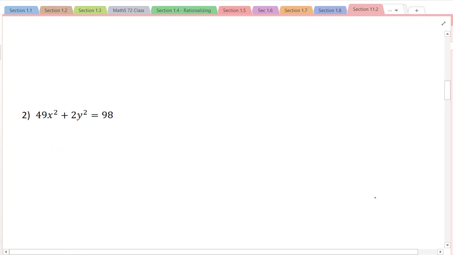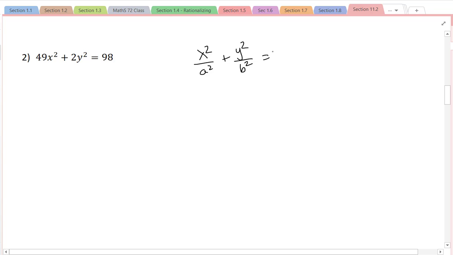Okay, so here's a second example. For this one, now keep in mind, I don't know which one, I don't have the fractions, so I'm going to write both versions. So it can either look like this, or it can look like this, right? The a is essentially the larger number on both of these.